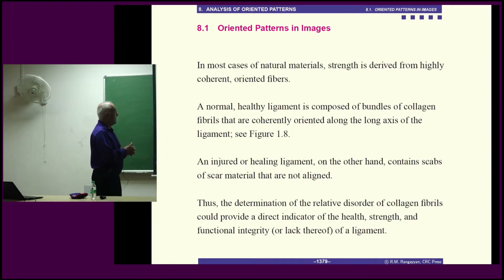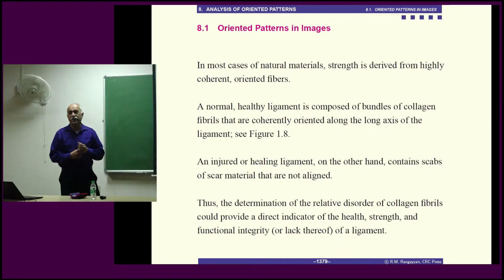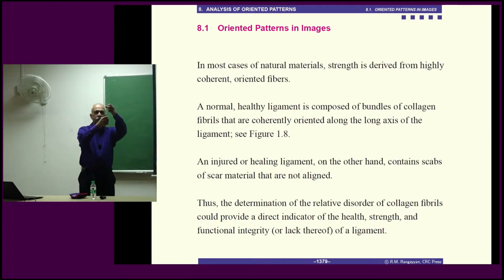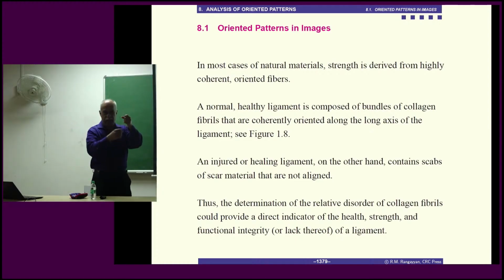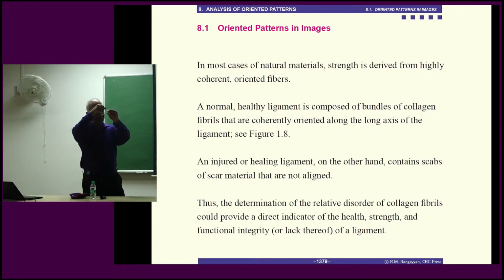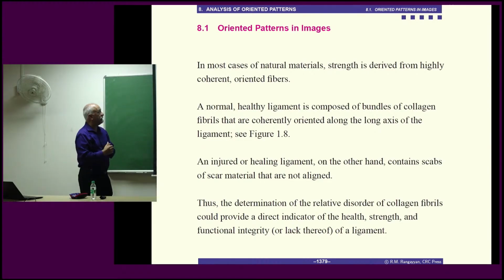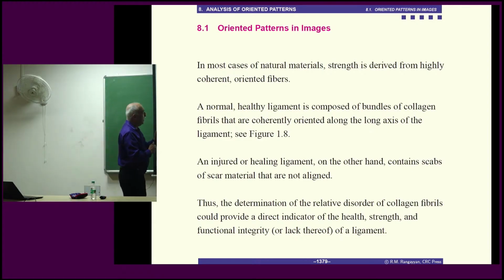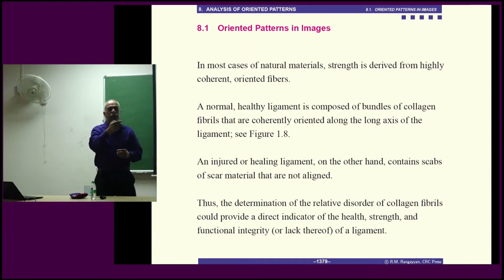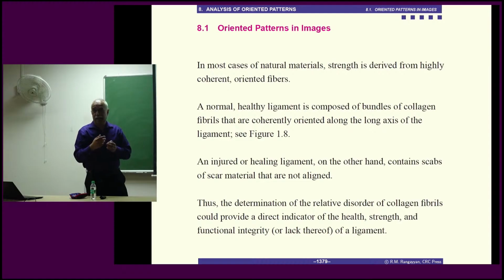In many cases of natural materials and also artificial man-made materials like clothing or ropes and threads and so on, strength is derived from highly coherent or organized or oriented fibers. When you take a rope, there is an ordered pattern of the fibers in the rope. If you take a small section, you have parallel lines, but then overall there is some braiding. A normal healthy ligament is composed of bundles of collagen fibers. I showed some pictures earlier and you will see more of them, that are coherently oriented along the long axis of the ligament. The ligament is only this long, but we are talking about fibers that are a few tens of nanometers in diameter.